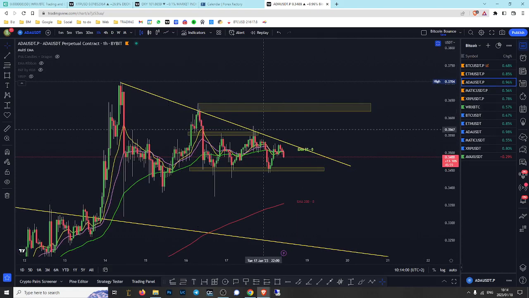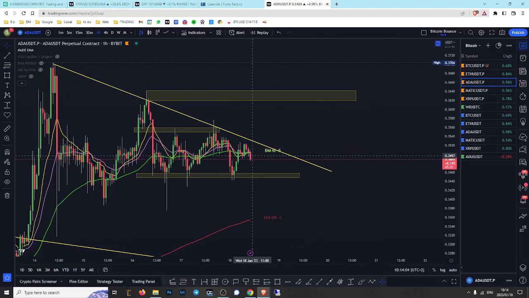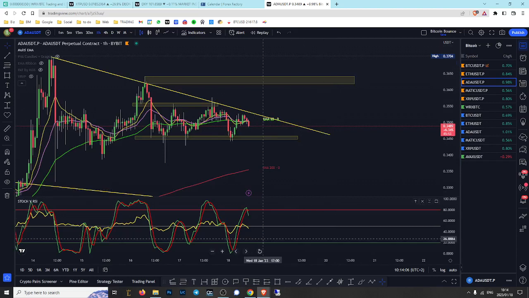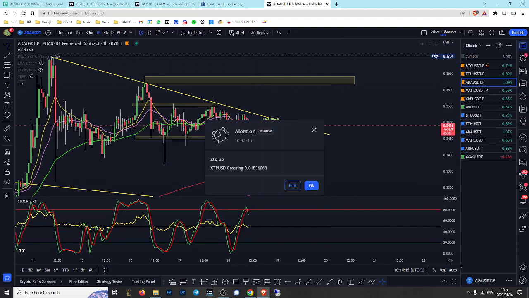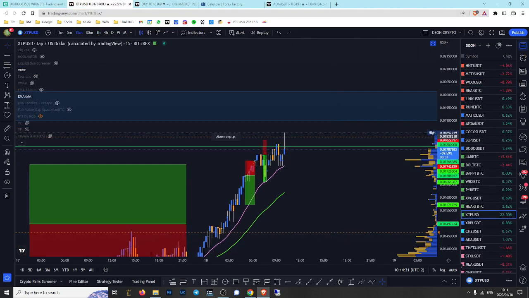ADA's been under this trend line on the hourly chart. If we look at the stochastic, it isn't in sell mode at the moment. So if you're lucky, you could just wait and get ADA. Let me just turn this alarm off.